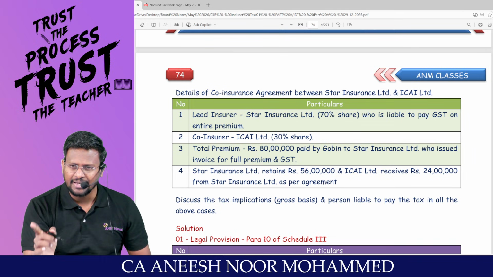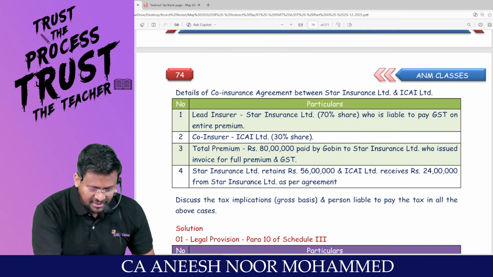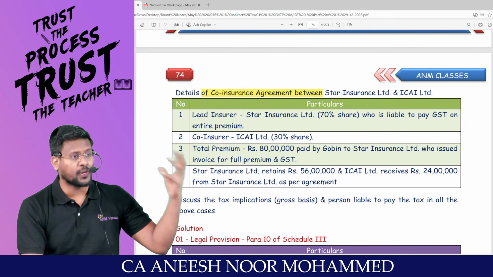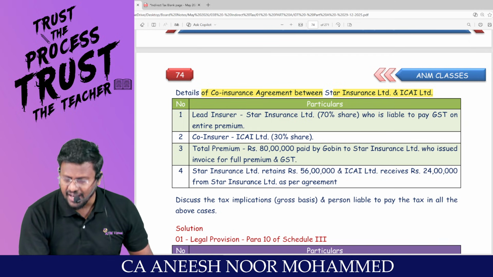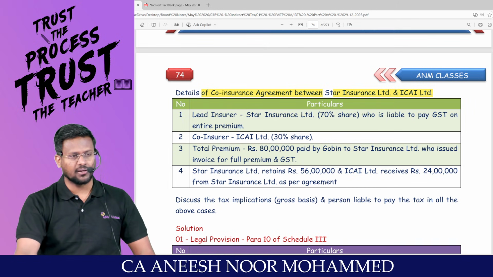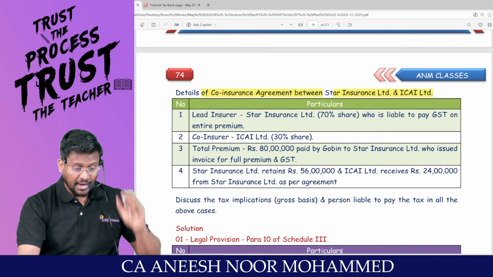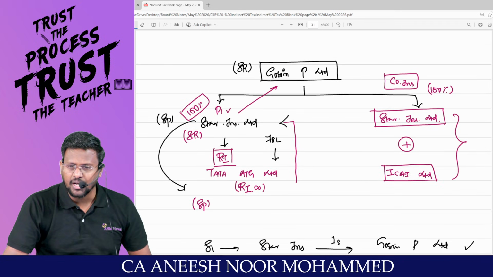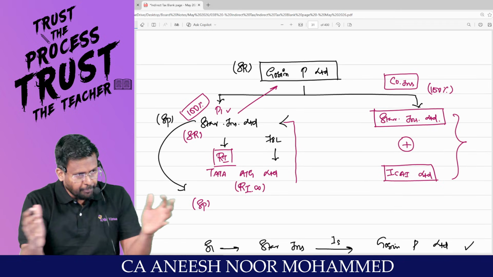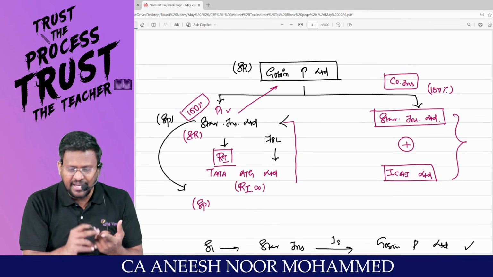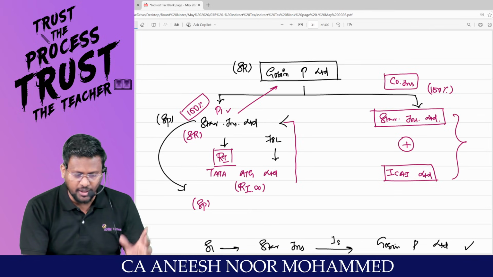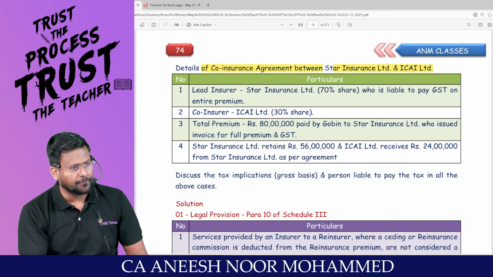This is the details of policy number 1. Sir, details of co-insurance agreement between Star and ICAI Limited. For policy number 2, 100% of the insurance is not provided by Star. They put together, join ICAI and Star only, provided to Gopin Private Limited. Are you all really with me?